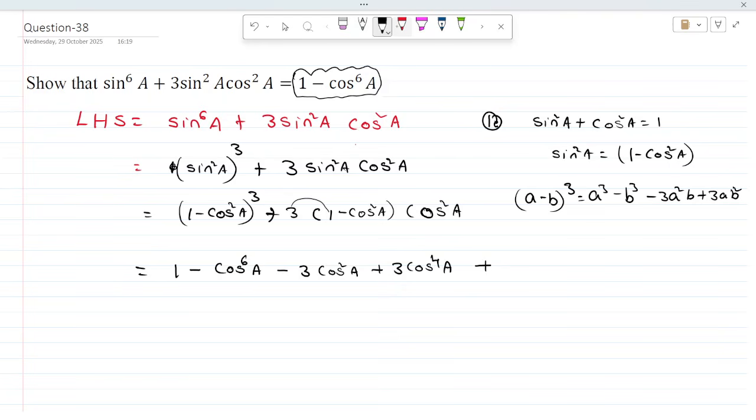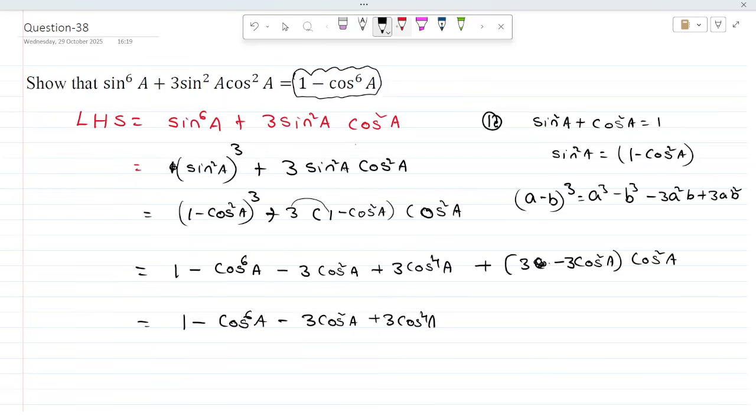multiply it properly, 3 into 1, 3. I am taking one more extra step. 3 minus cos square A into cos square A. Now again I will multiply. Very good. So 3 should multiply to this also. Now multiply. 1 minus cos power 6A minus 3 cos square A plus 3 cos power 4A. Multiply now. Plus 3 cos square A minus 3 cos power 4A.